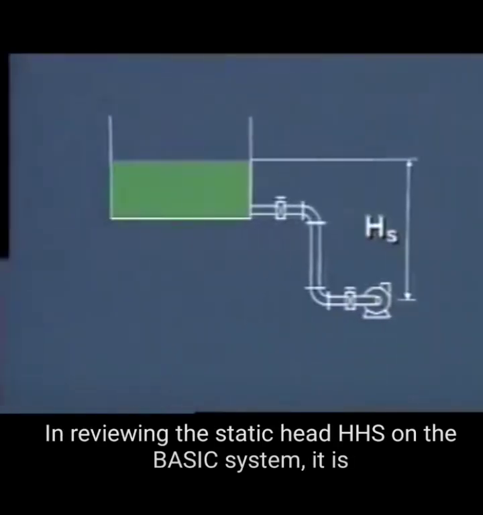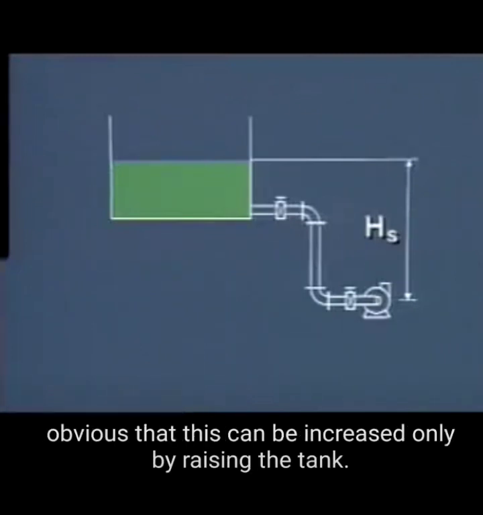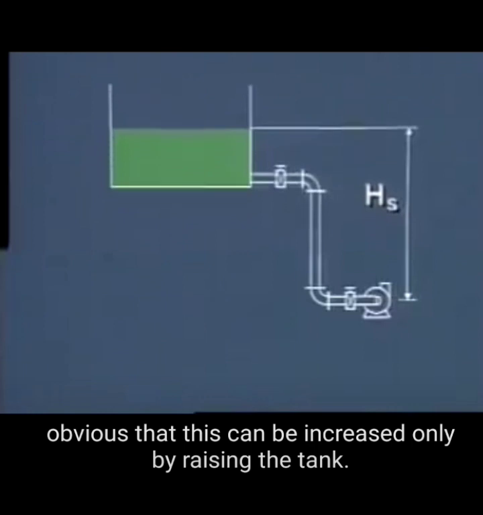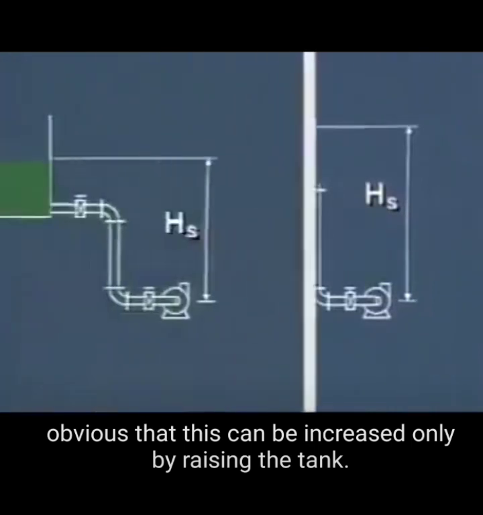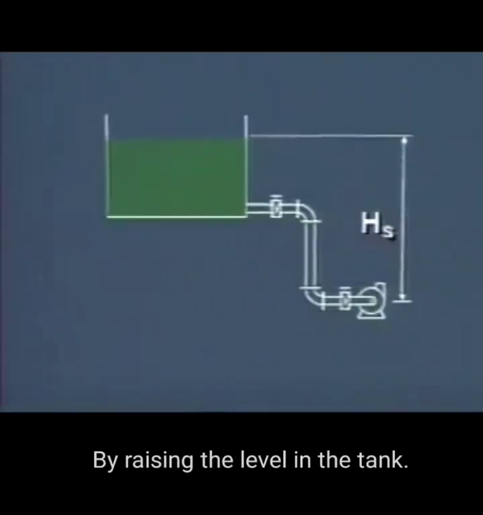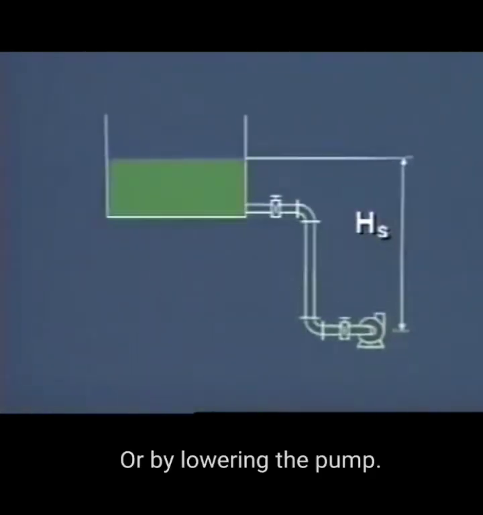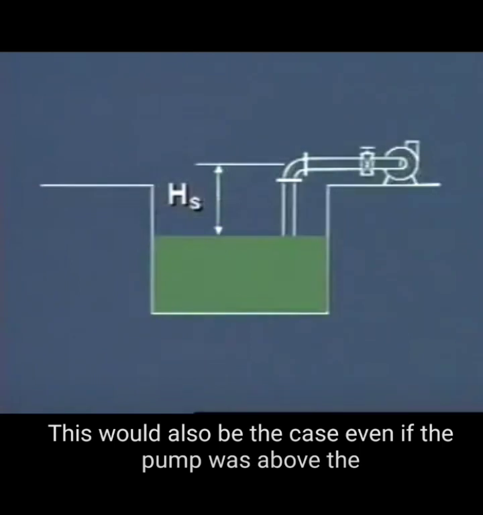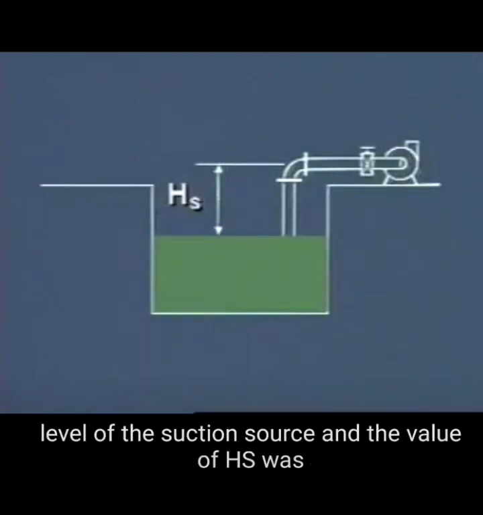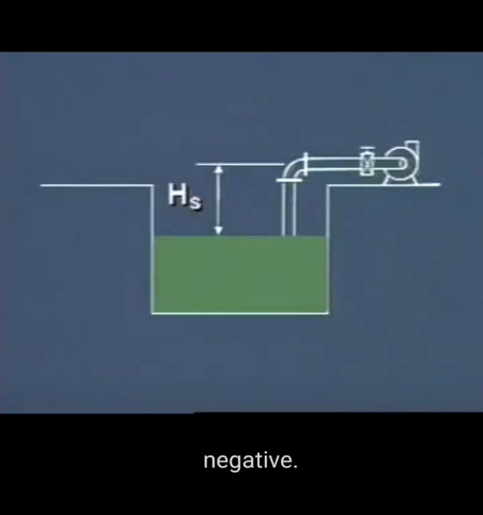In reviewing the static head HS on the basic system, it is obvious that this can be increased only by raising the tank, by raising the level in the tank, or by lowering the pump. This would also be the case even if the pump was above the level of the suction source, and the value of HS was negative.